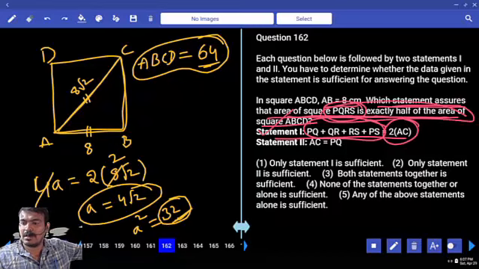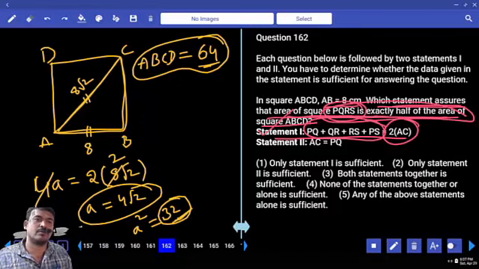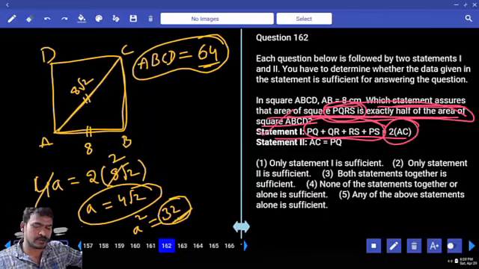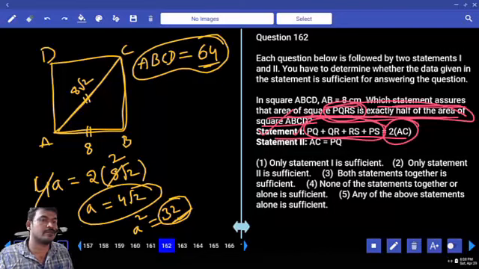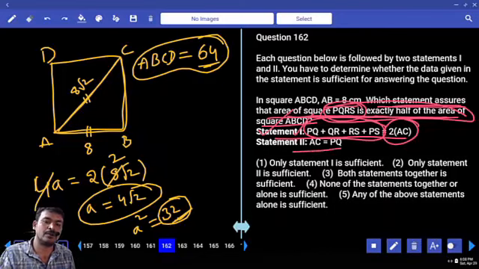Means from the first statement we get the value. PQRS area will be half of which one? Area of the square. It is true or not? Means from the first statement we get the answer, or not? Then one alone is sufficient or not sufficient? Sufficient.